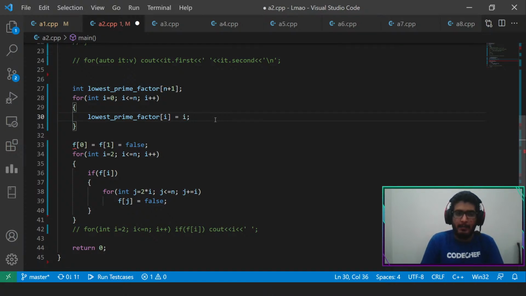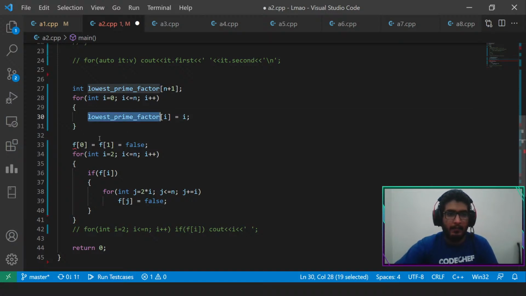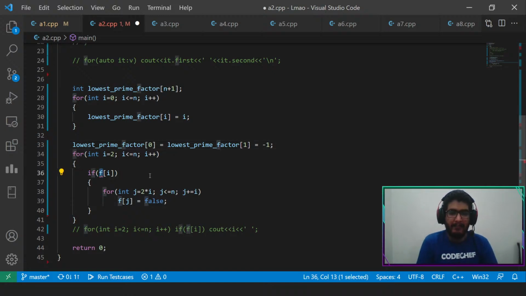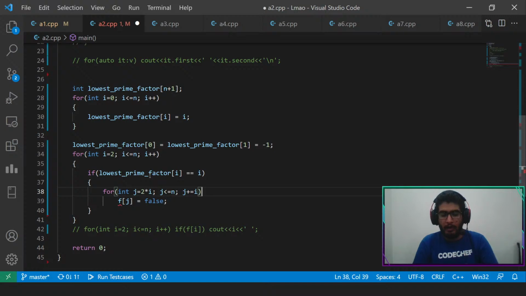I is prime, right? So we do not have to keep an additional Boolean array as well, right? We would set the lowest prime factor of 0 and of 1 as 0, or let's just put it as -1. We can put it as anything, right? And now, instead of checking if f[i] is 2 as before, we would write: if the lowest prime factor of i is equal to i, then that means i is prime. And then only we would go into the internal loop.